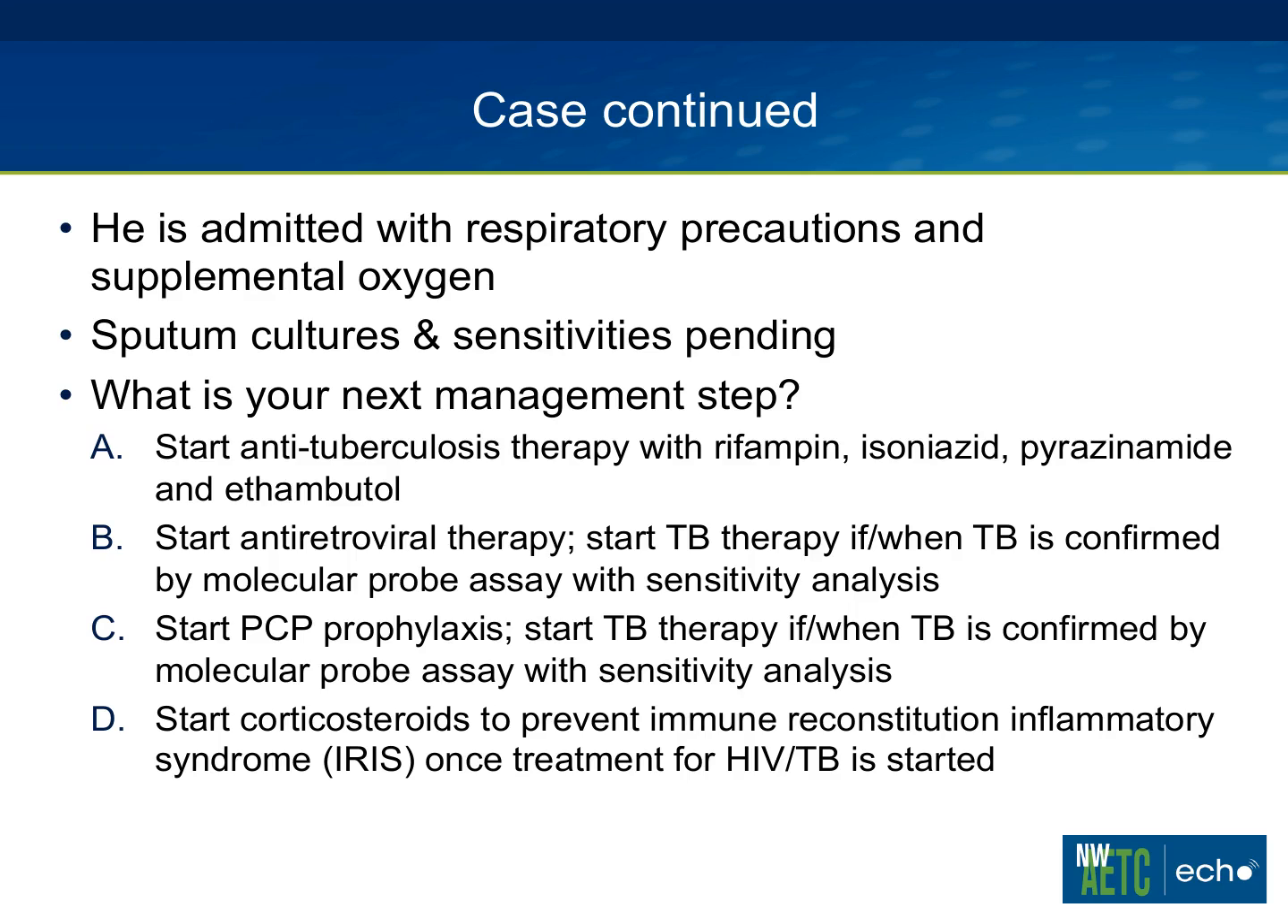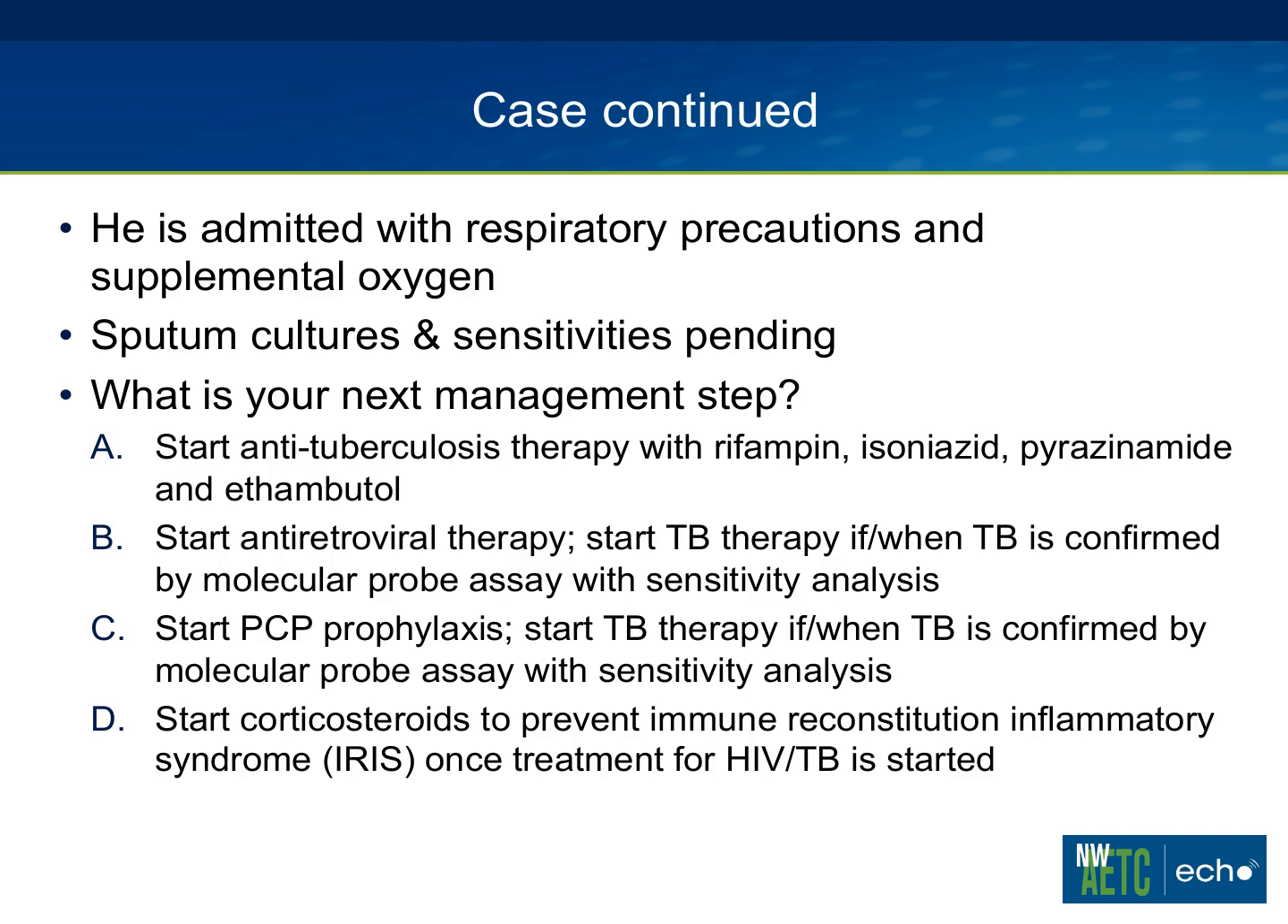He's admitted with respiratory precautions and supplemental oxygen. Your sputum cultures and sensitivities are pending. So at this point, what is the next appropriate management step? And I put out a few examples here. Would it be to, for example, start anti-tuberculosis therapy immediately with a typical regimen of rifampin, isoniazid, pyrazinamide, and ethambutol? Would it be to start antiretroviral therapy for his HIV disease and start the tuberculosis therapy if and when TB is confirmed by a molecular probe assay with sensitivity analysis?